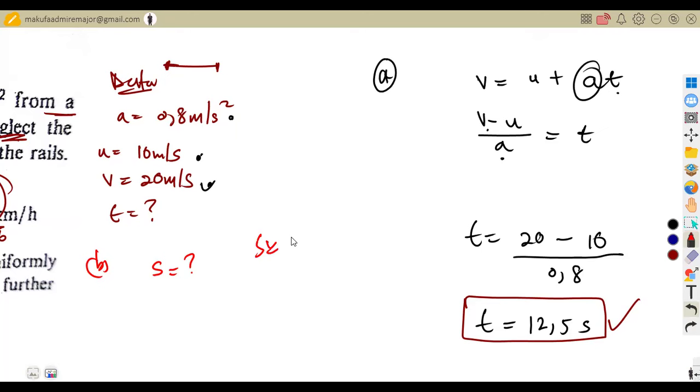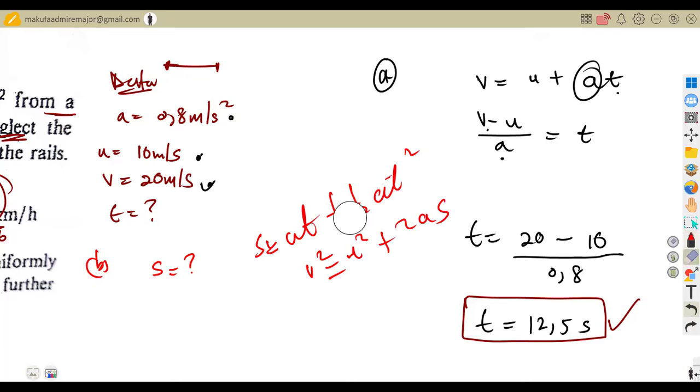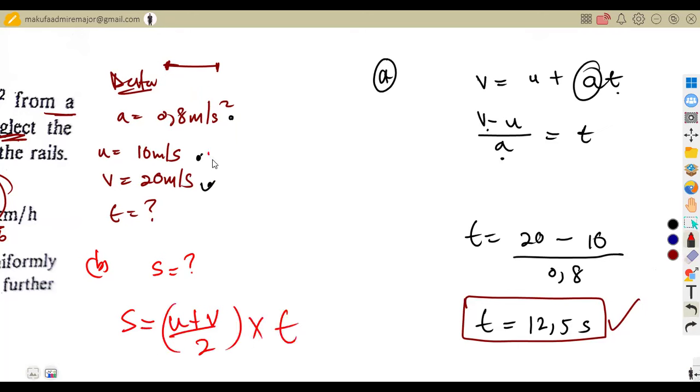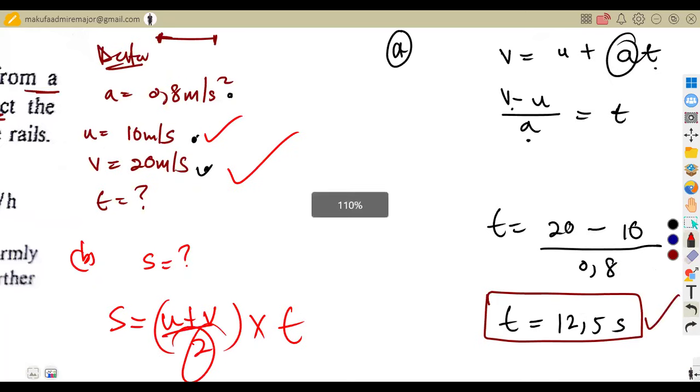You can use S equals UT plus half AT squared, or V squared equals U squared plus 2AS, since we have everything. There are so many formulas to use, but I always bring this one. I love this formula for S: it's a direct formula, U plus V over 2, the average velocity, times time. We have the U, we have the V, the 2 is just a constant, and we have the time we calculated.